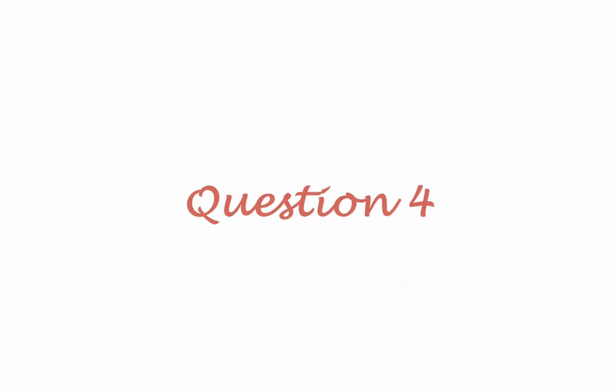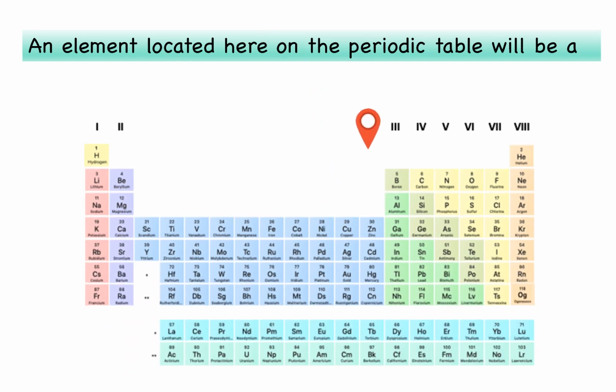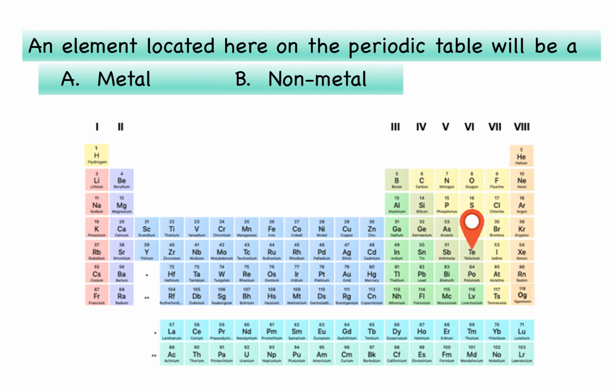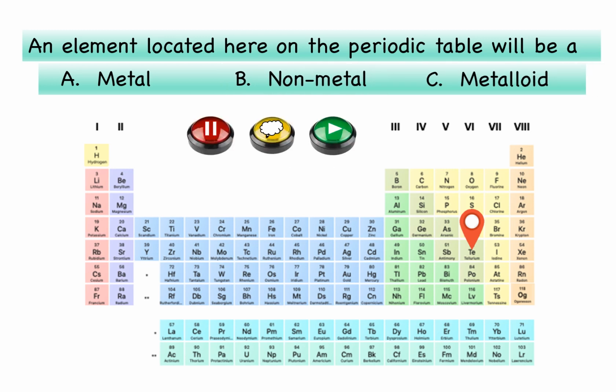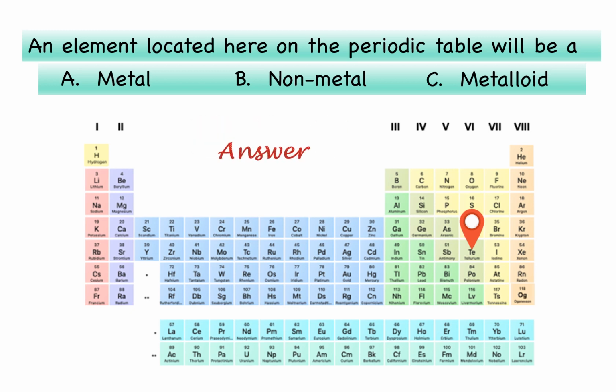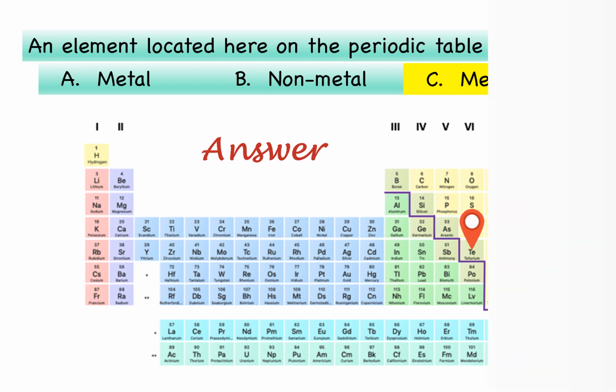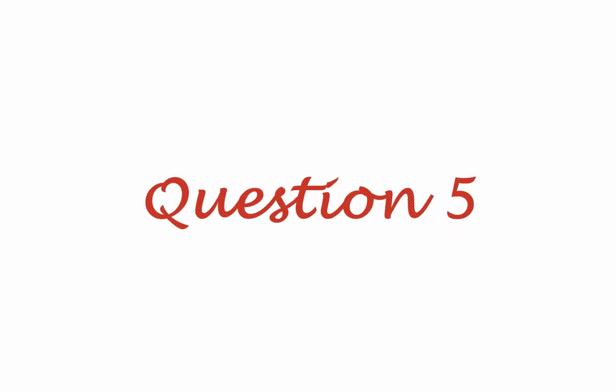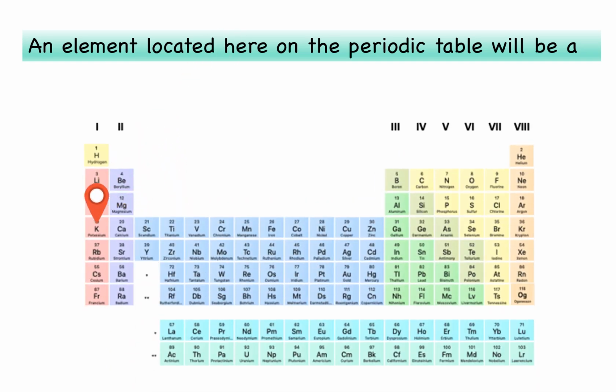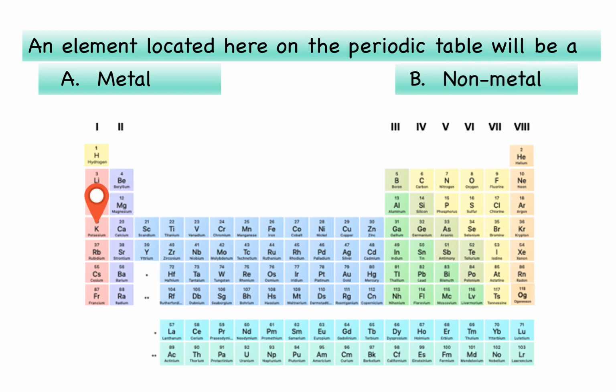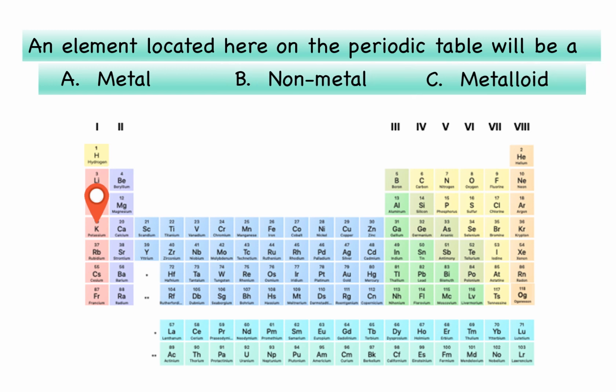Question 4. An element located here on the periodic table will be A, a metal, B, a nonmetal, or C, a metalloid. This element will be a metalloid. Question 5. An element located here on the periodic table will be A, a metal, B, a nonmetal, or C, a metalloid. This element will be a metal.